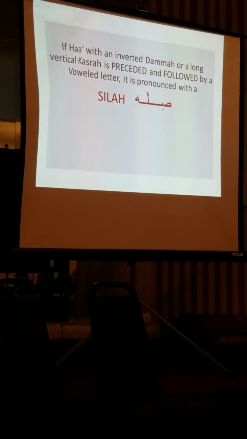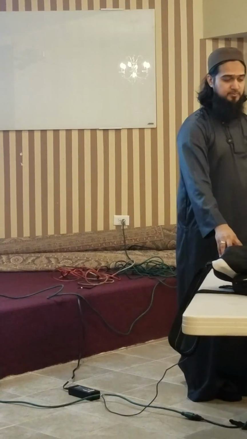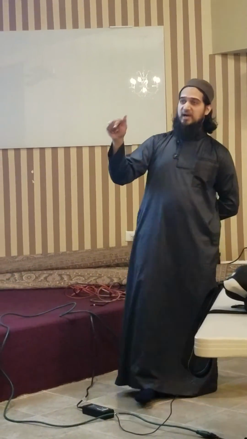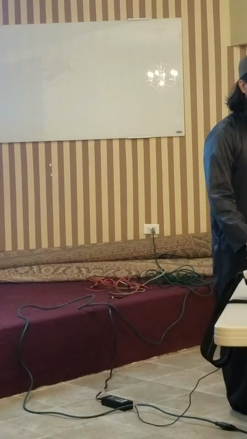What does it mean here? It's an elongation with a hidden vowel, a hidden ya or a hidden waw. That specific term, silah, explains that there is a stretch here, there's a ya here, there's a waw here, hidden, but you will stretch it. So this is a very specific term, silah.